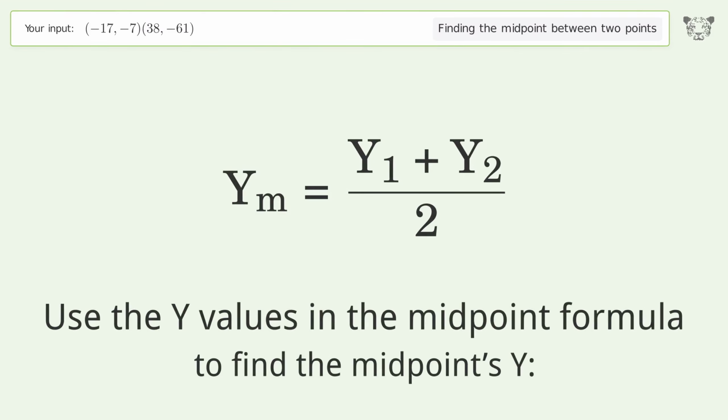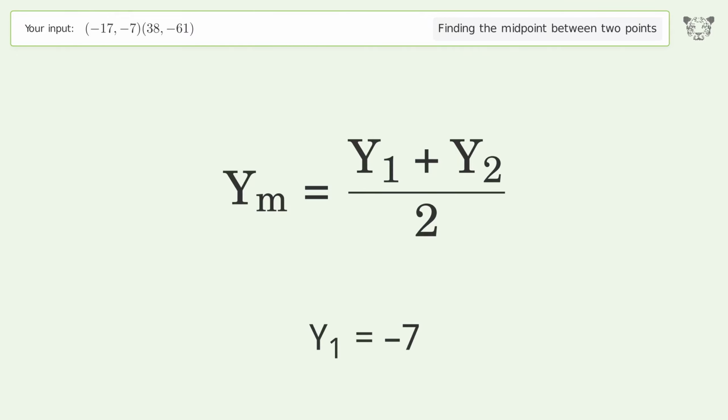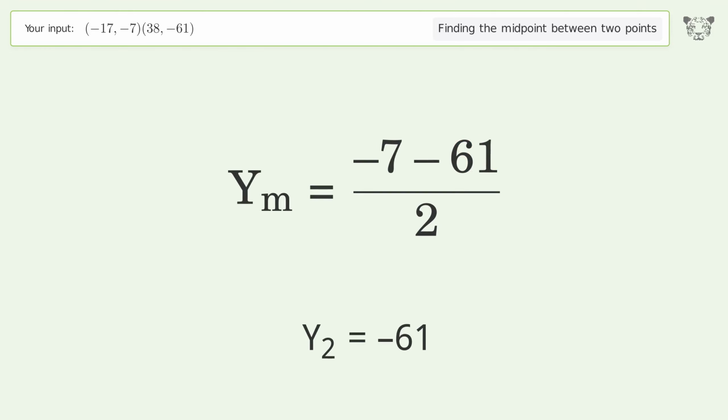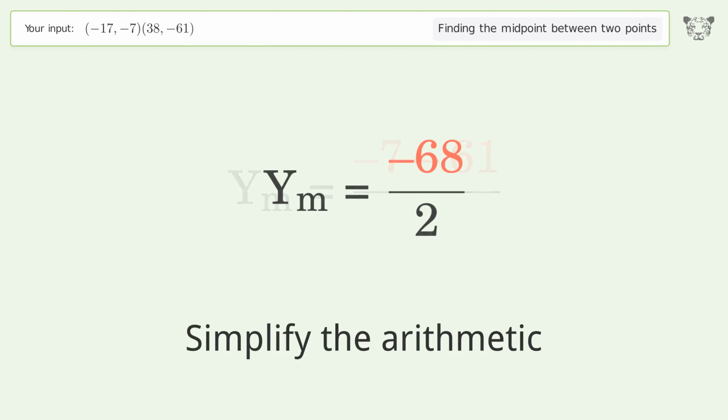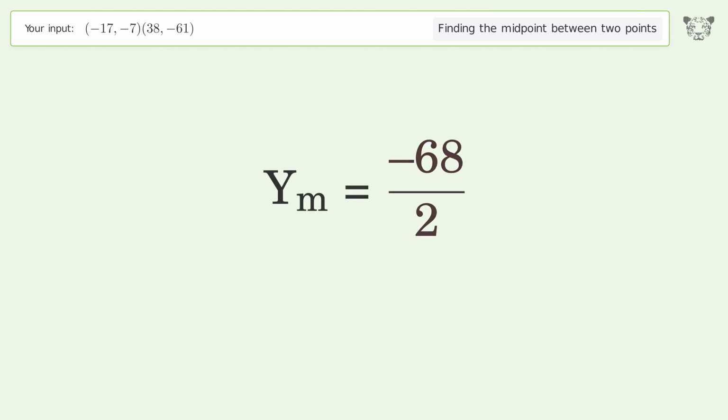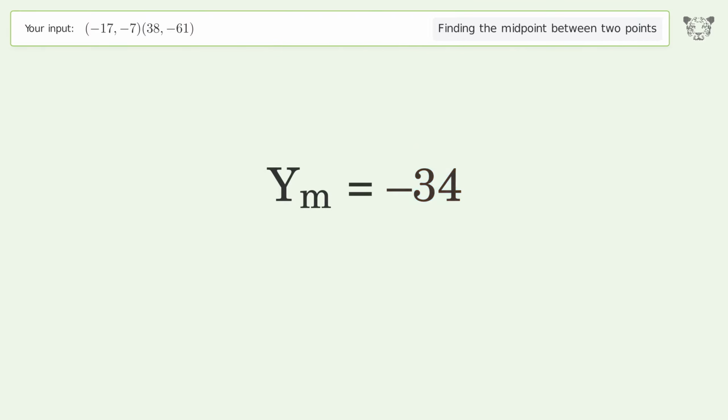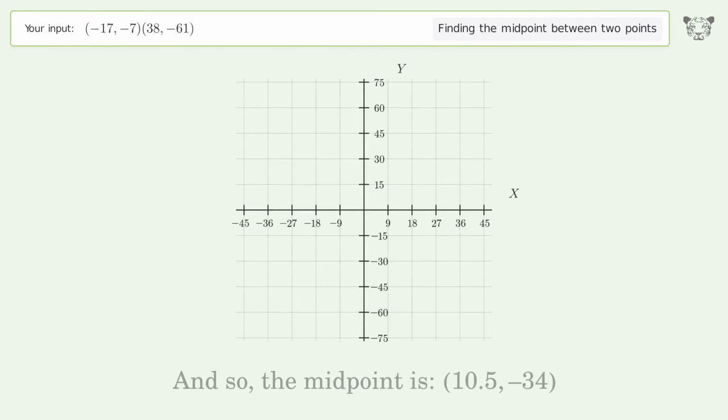Use the y values in the midpoint formula to find the midpoint's y. y1 equals -7. y2 equals -61. Simplify the arithmetic. And so, the midpoint is (10.5, -34).